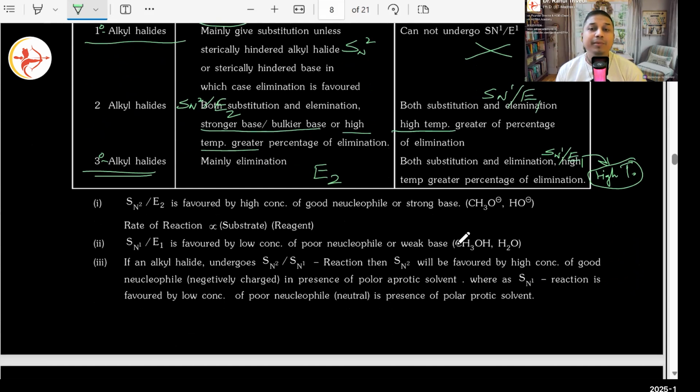But where do solvents play a major role? They play a major role in the SN2 and SN1 comparison. In case of SN2, we need a polar aprotic solvent. In case of SN1, we need a polar protic solvent. Same way, in case of E2, we have already seen that, isn't it? In case of E2, we need a polar aprotic solvent. In case of E1, we need a polar protic solvent. Are we good?